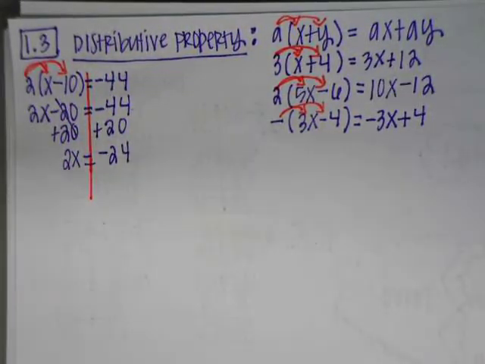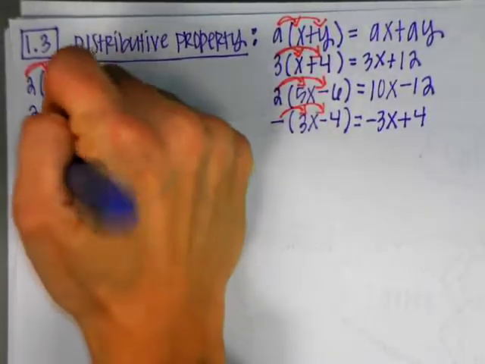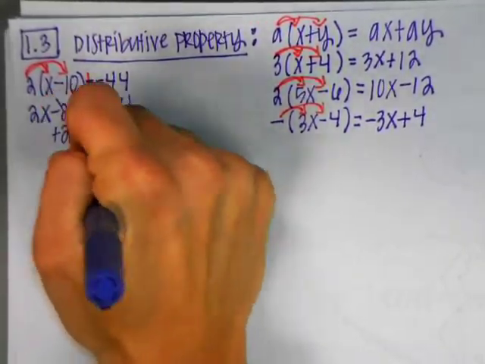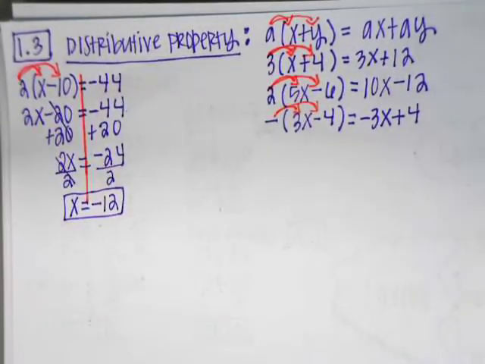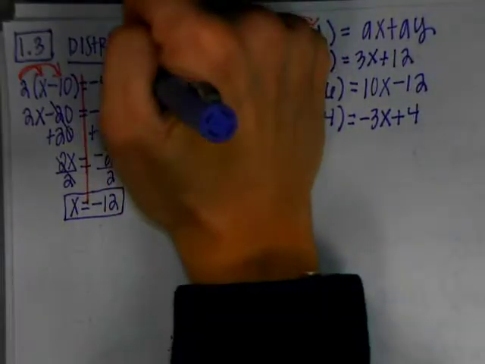Okay, and then what do I still have to get rid of? The 2. So since that's multiply, what do? Yep, divide by 2 on both sides. So x equals negative 12. Any questions so far? We're going to do a few more. Okay, let's do this one next.